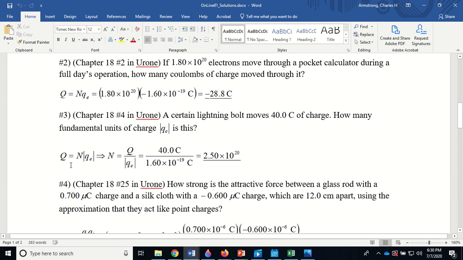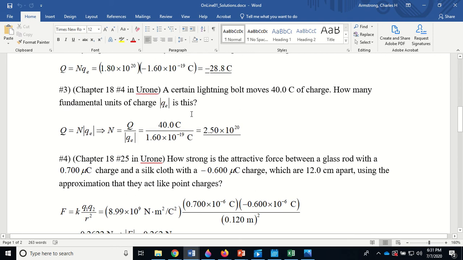Okay. So again, the amount of charge is going to equal the number we have times each one's charge. So N equals Q over Qe. That'd be the 40 coulombs of charge divided by the charge of each individual particle, and we get 2.50 times 10 to the 20 particles. Electrons, probably protons, probably electrons in this case.